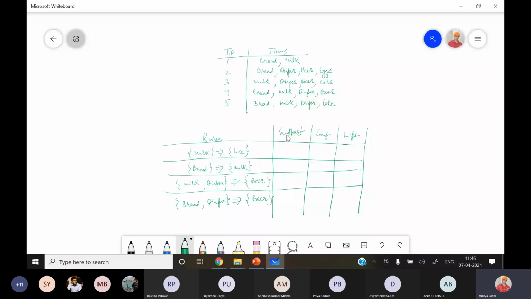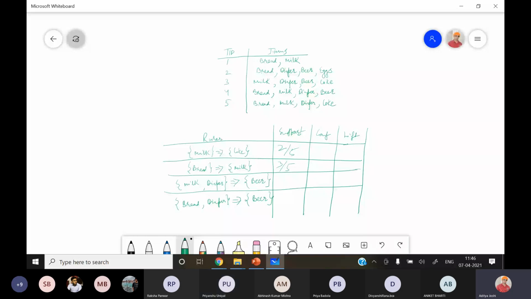What is the support value for milk implied Coke? 2/5. 2/5 is the correct answer. What is the support value for bread implied milk? 3/5. Yes, 3/5, so check it properly. You were in the class too. Exactly, the exact answer.